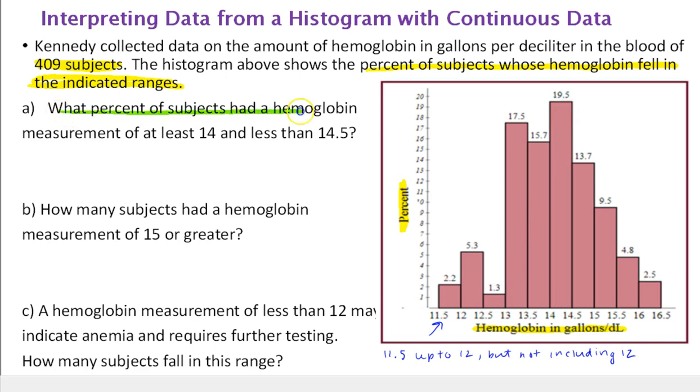What percent of subjects had a hemoglobin measurement of at least 14 and less than 14.5? Here's 14 and here's 14.5. So 14, but not 14.5, is this bar right here. If we look at the height of the bar, that corresponds to 19.5, and that is a percent value. We were asked for a percent value, so we're going to write 19.5%. Let's look at the next one.